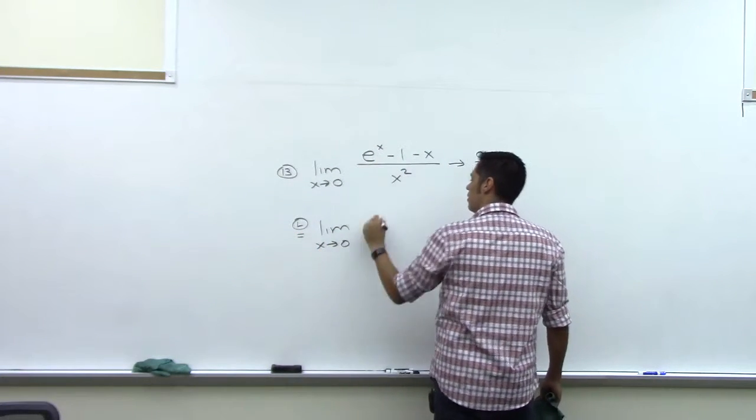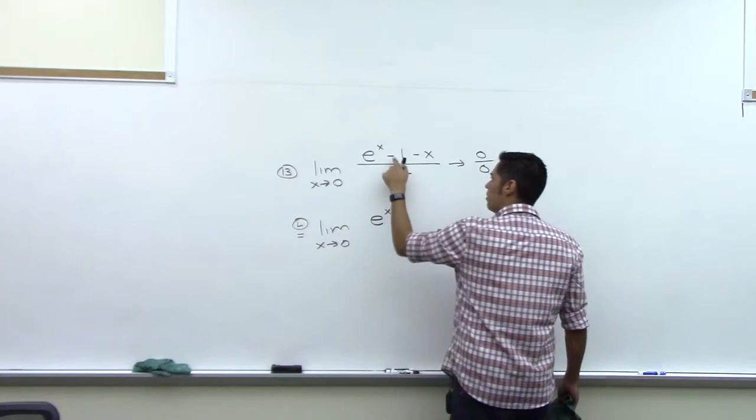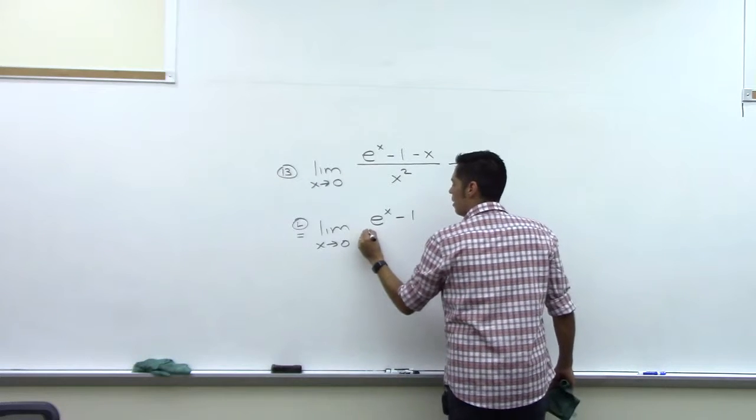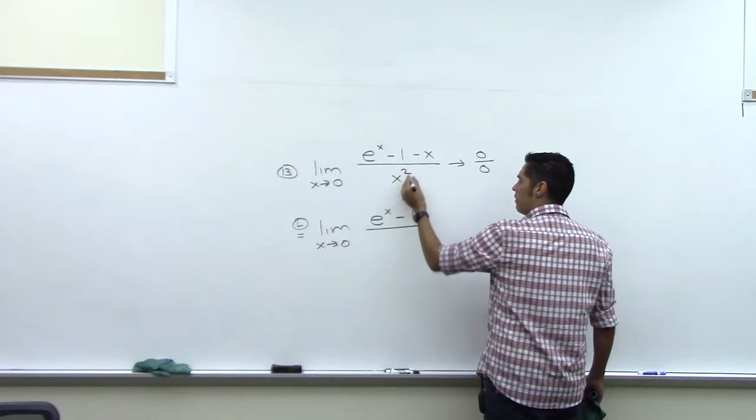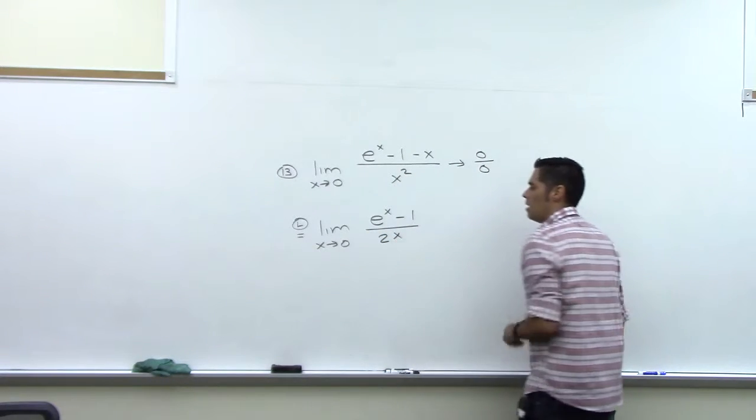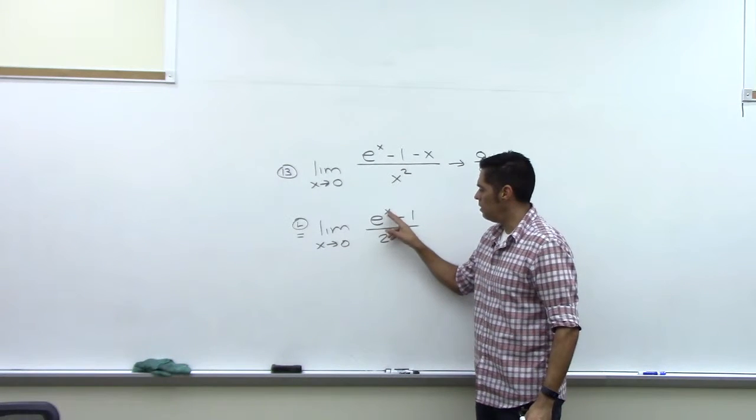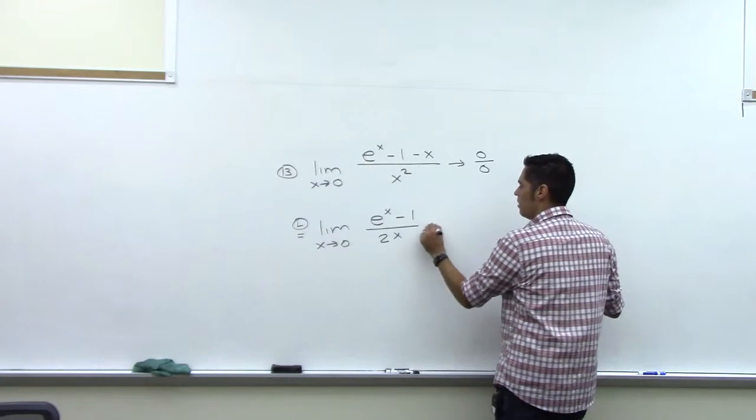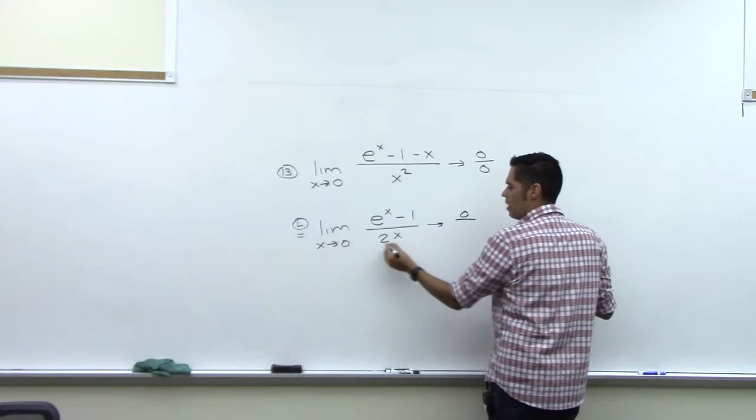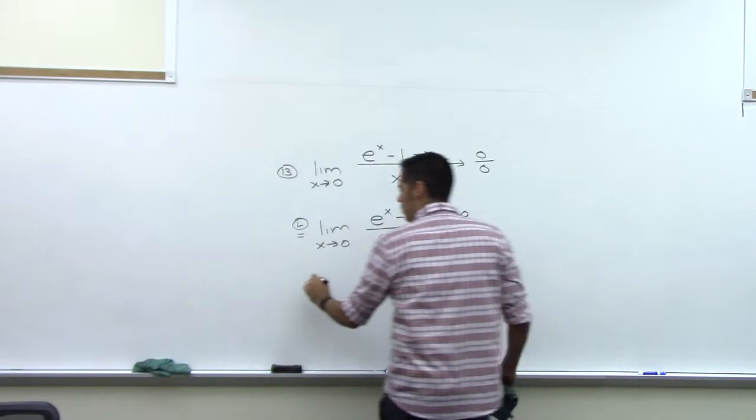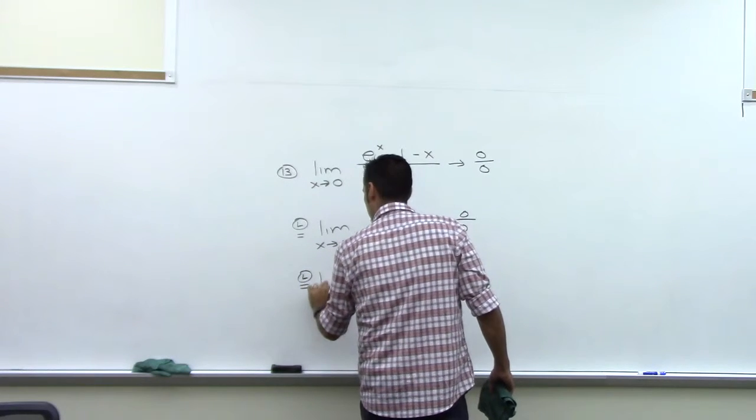Derivative of e to the x is itself. Great. Derivative of negative 1 is 0. Derivative of negative x is negative 1. Over derivative of x squared is 2x. I apply the limit again. X goes to 0. E to the 0 is 1. 1 minus 1 is 0, so I'm headed to 0 on top. On the bottom, 2 times 0 is 0. So I have 0 over 0 again. That's fine. I'm going to apply L'Hopital's rule again.